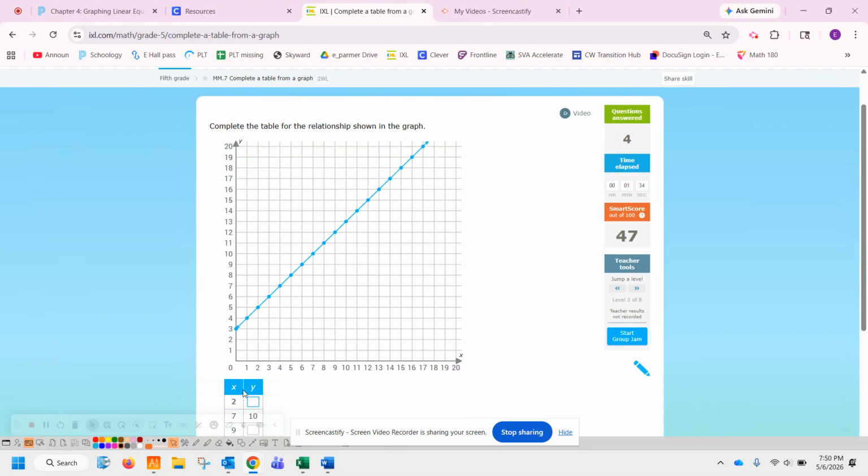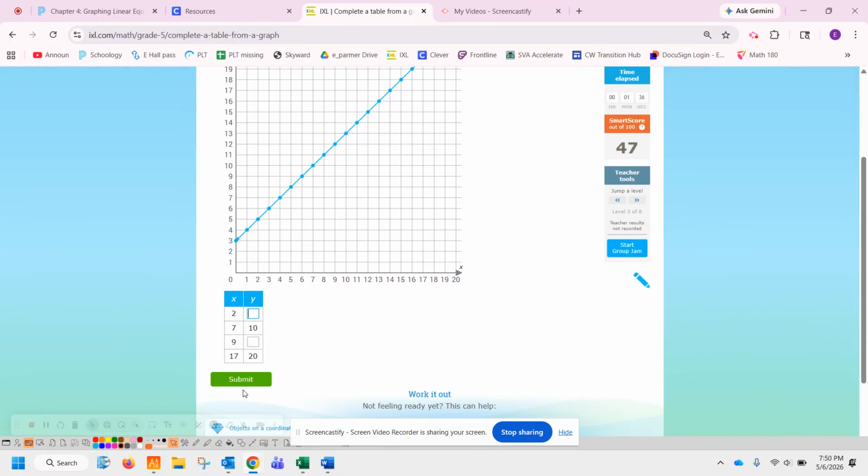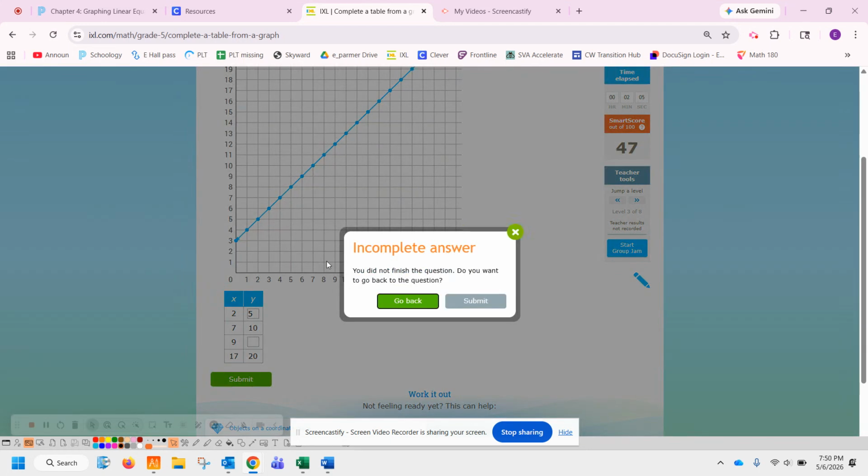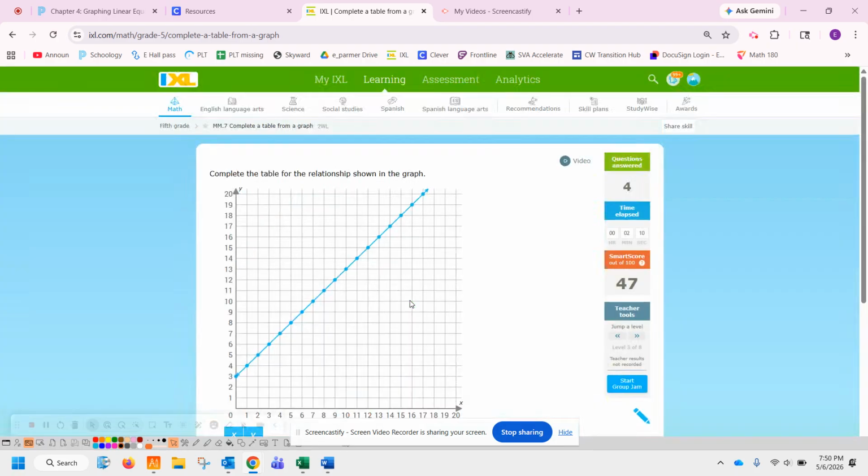Okay. Your table should show a relationship, but notice how they don't go up in equal increments all the time, so it's not always easy to figure out. And to end, you're probably going to have to do a little bit of not just putting one value in a table, but multiple. So if you have an input of 2, we have an output of 5, an input of 9, we have an output of 12. If you forget to put one in and you try to submit, it will give you a little indicator like, hey, you didn't finish the question. Go back and finish it.